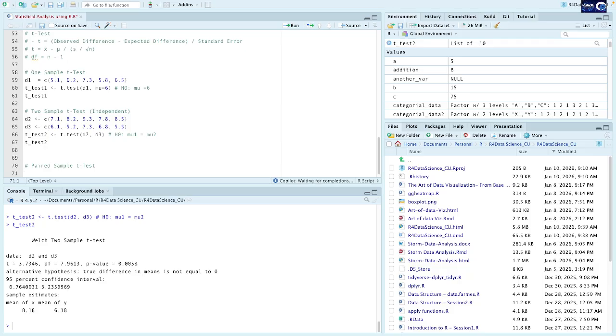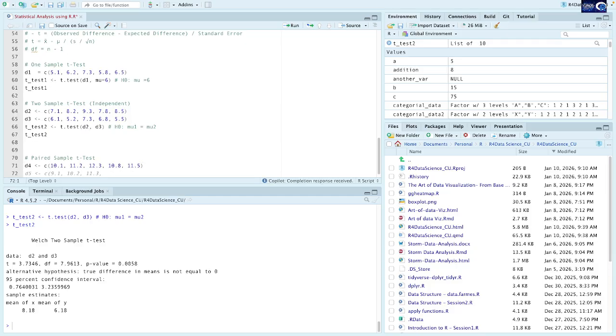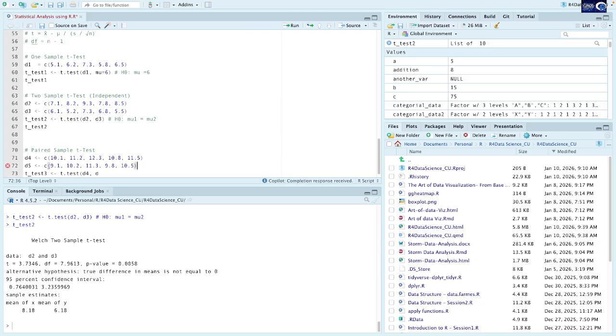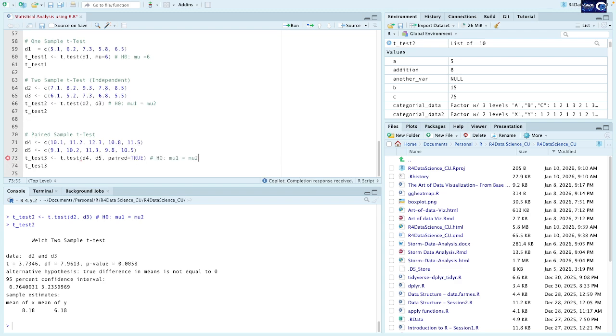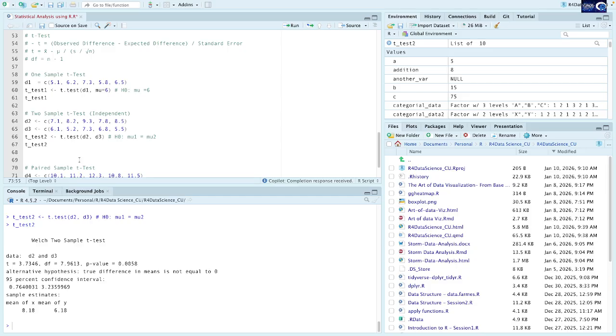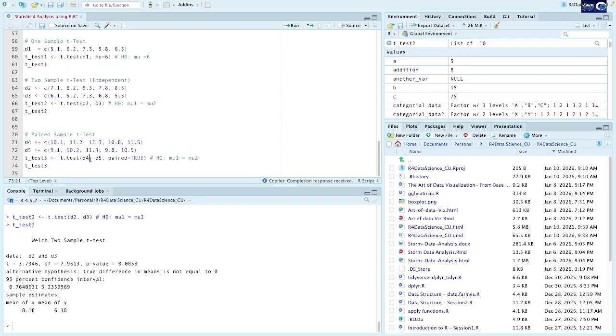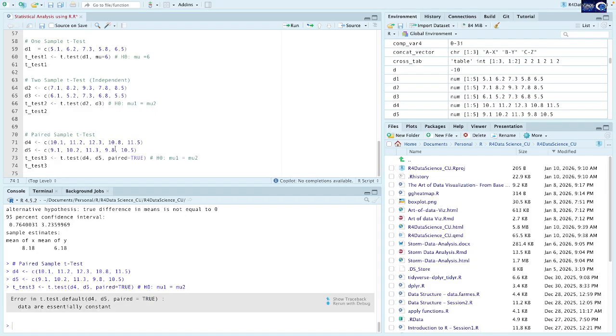Okay, if nothing is there, we can go with the paired t-test. So I'm creating sample data here. Now I wanted to check similar to here, but it is a paired t-test. So t.test on d4 and d5, I'm passing my two data sets, and giving paired equal to TRUE for creating a paired t-test.